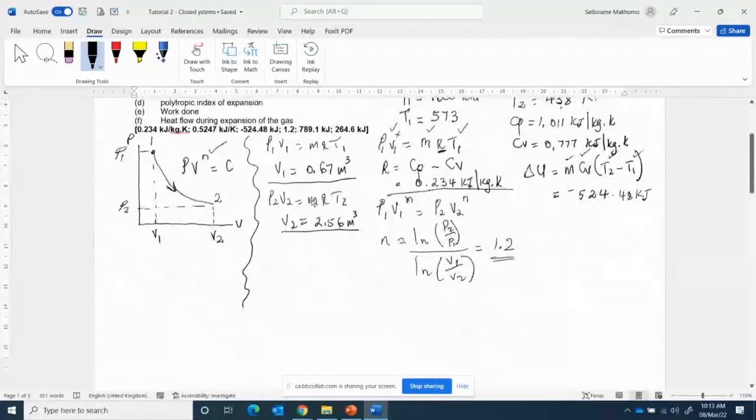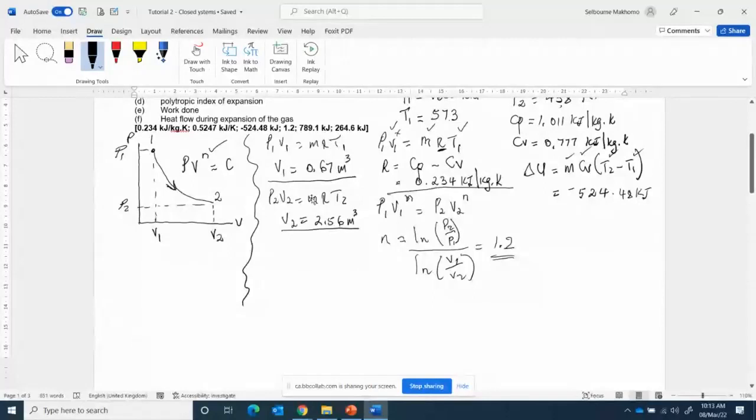So the next question is going to be work done. Work done for a polytropic process between 1 and 2 is P1 V1 minus P2 V2 over N minus 1. If you don't use the pressures and the volumes, you can say m R (T1 minus T2) over N minus 1.